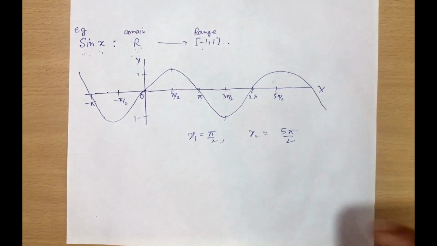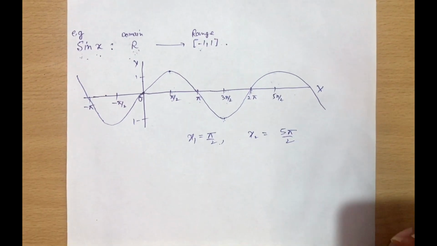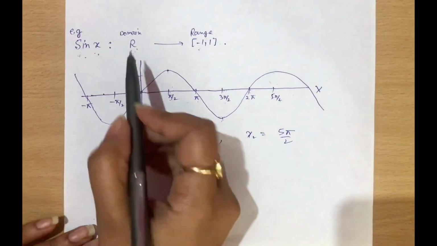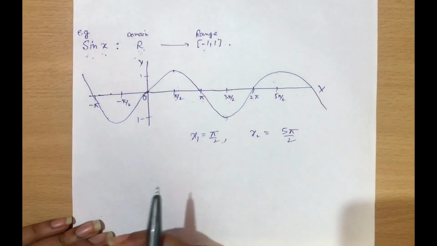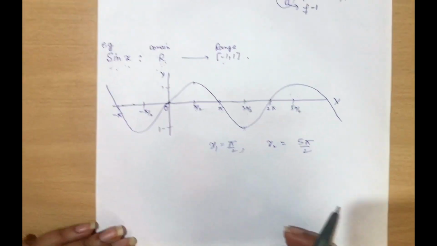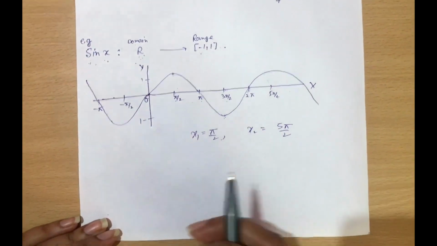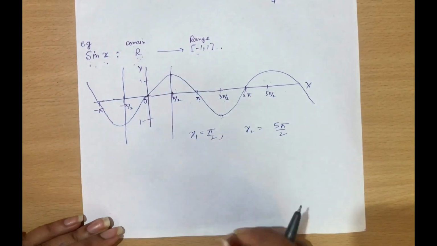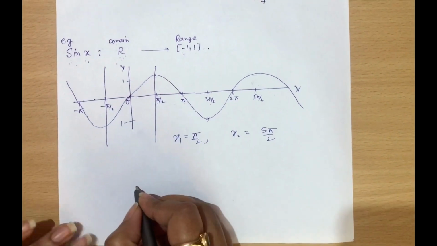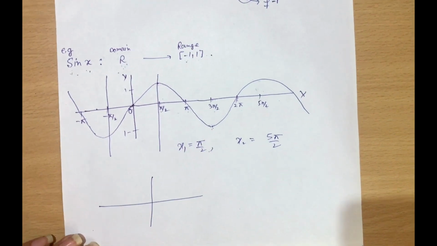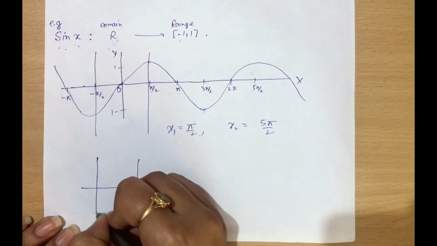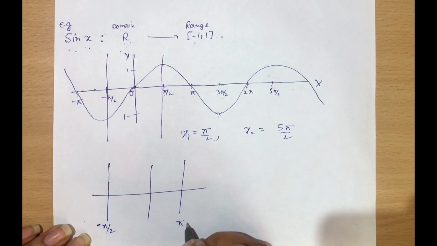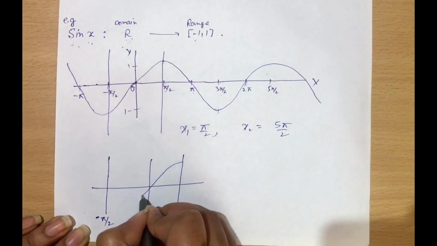Okay, so how will you make this graph bijective? To make this graph bijective, we have to restrict the domain and range of the function. It means now we will talk about a particular span. For example, just look at the graph. If I take this span, I will talk about this span only. This is from minus pi by 2 to plus pi by 2.